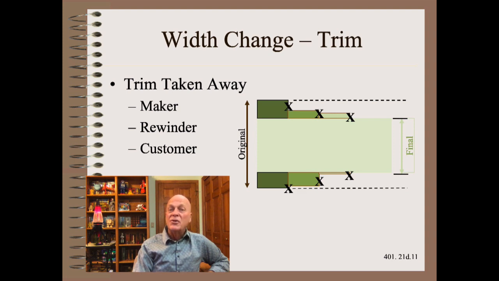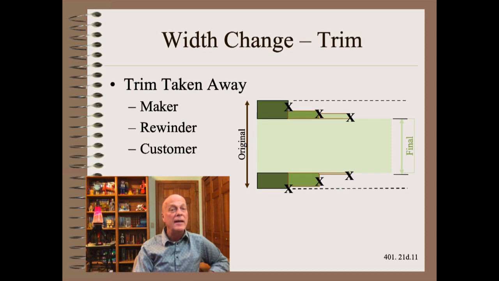Finally, width changes with trim removal that may occur once or more on the maker, perhaps once again on the rewinder, and then perhaps finally again at the customer. Note that the amount taken on each edge may not necessarily be the same. We will have much more to say about not taking away enough trim in the next clip.